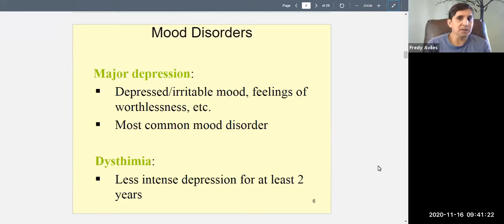Here are just some symptoms that are found in the DSM. Major depression is when you have a depressed or irritable mood. So you feel awful, right? There are feelings of worthlessness. Often there are suicidal thoughts. There's often lack of appetite. You have trouble sleeping. You withdraw from people. You're grouchy, you're irritable. That's major depression. You just feel awful. You feel like you would rather be dead.